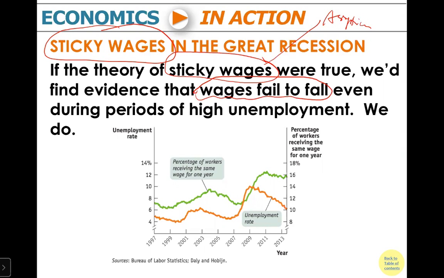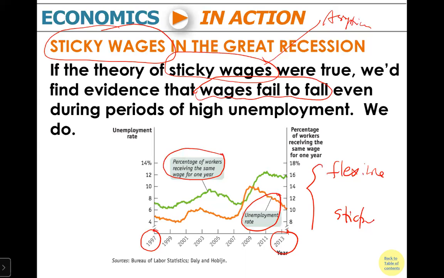Okay, so we look at the data from 1997 to 2013. The green line is the percentage of workers receiving the same wage, and the brown line is the unemployment rate. There are two possibilities, two hypotheses: wages are flexible or wages are sticky. Now the jury is out, so we just look at the data. If wage is flexible, when the unemployment rate increases, the wage rate will decline. If wage is sticky, when the unemployment rate increases, the wage will stay constant or fail to adjust.